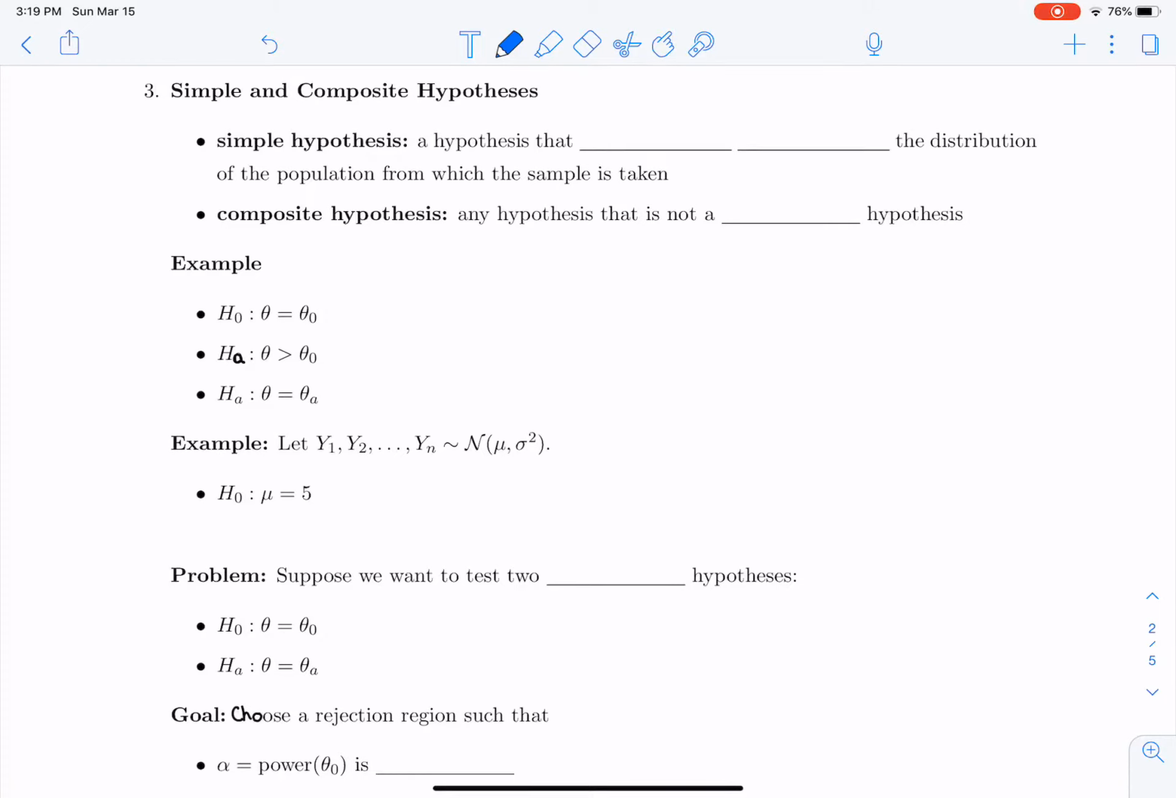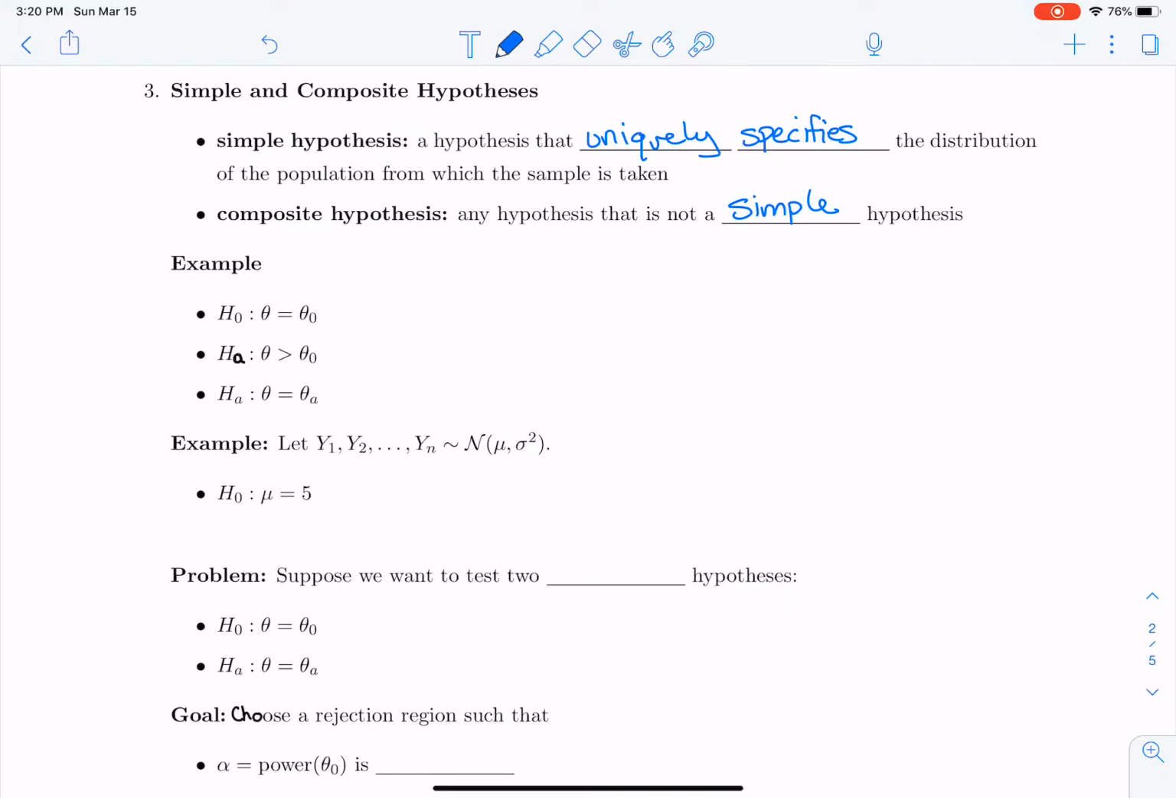We will now move on to simple and composite hypotheses. A simple hypothesis is a hypothesis that uniquely specifies the distribution of the population from which the sample is taken. A composite hypothesis is any hypothesis that is not a simple hypothesis.